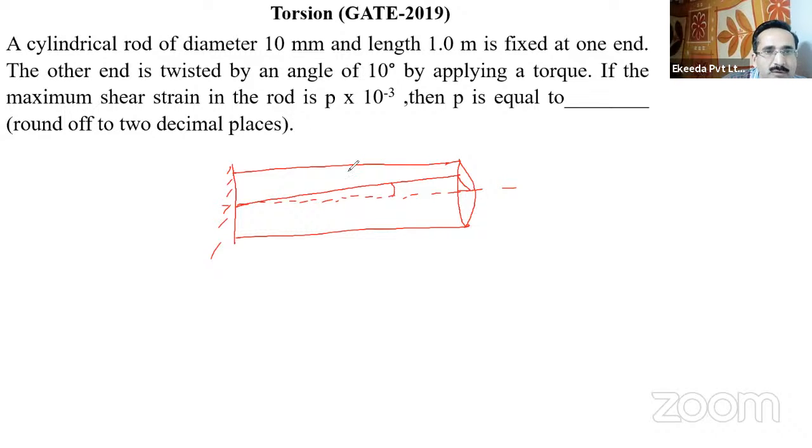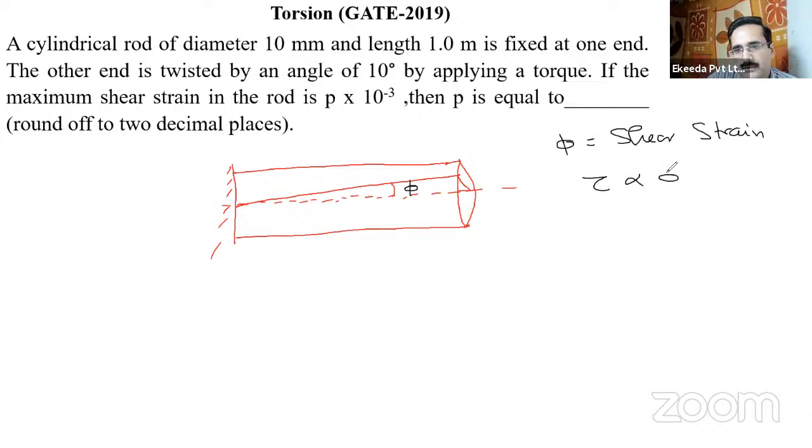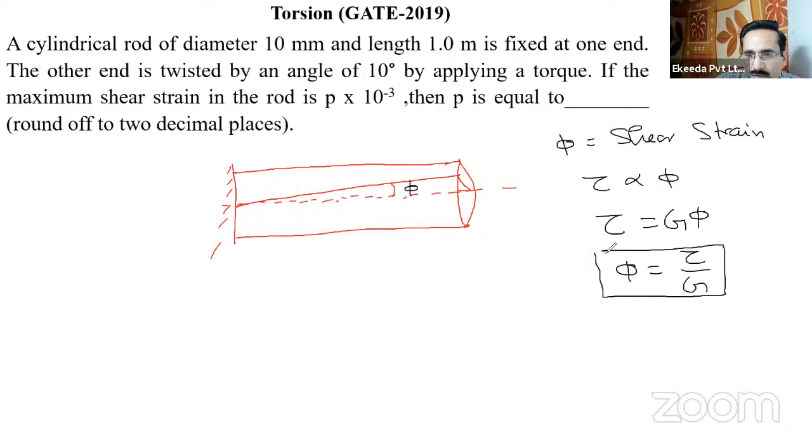So this question is about the shear strain, phi. Phi is here the shear strain, right? And what is the value of phi? You know that within elastic limit, stress is proportional to strain, and when we open this proportionality sign, we will write G theta or G phi, right? So this phi will be equal to tau by G, shear stress upon modulus of rigidity, right?